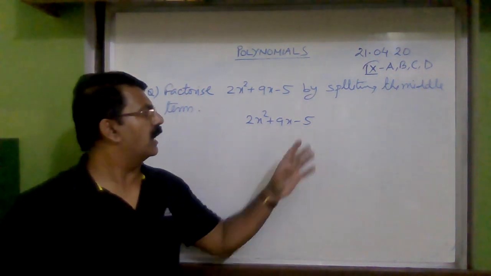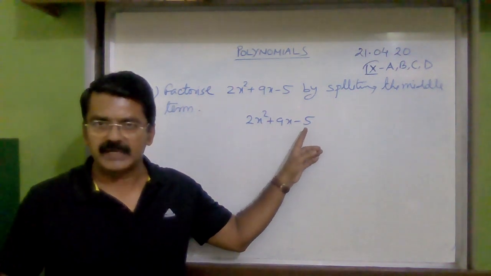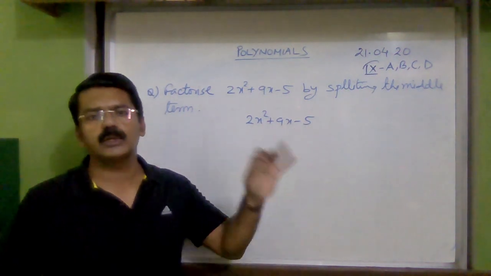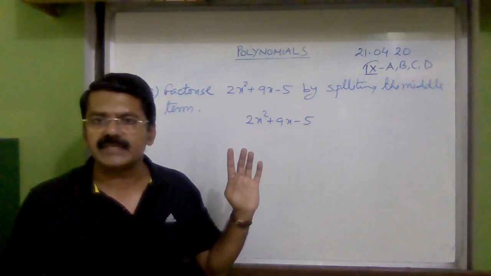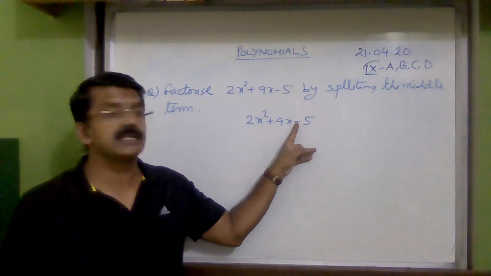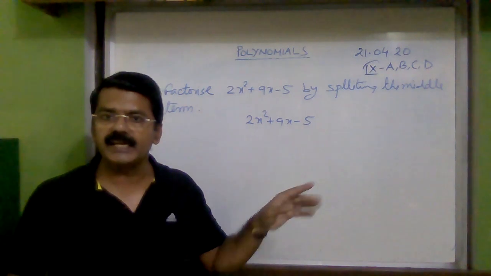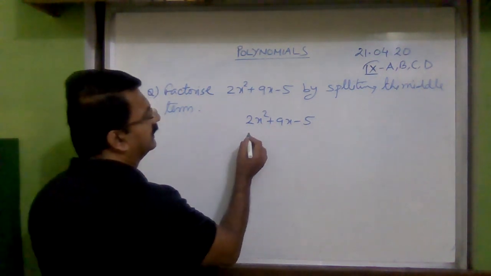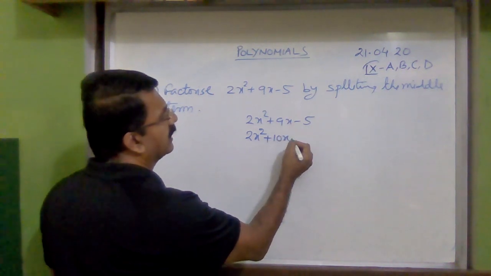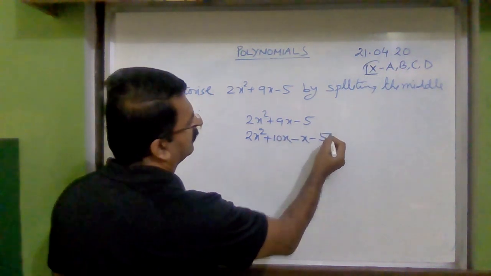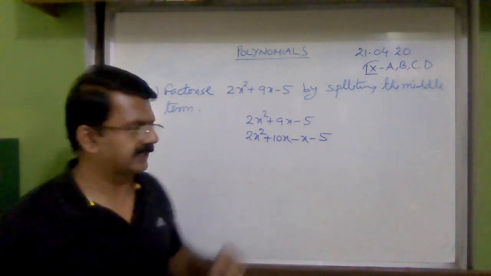First of all, you have to multiply the coefficient of x square and the constant term. So 2 into 5 gives you 10. As there is a negative sign here, you have to look for two numbers whose product is 10 and whose difference is 9, because there is a negative sign, and that is nothing but 10 and 1, because 10 into 1 gives you 10 and 10 minus 1 is 9. So we can write it like that: 2x square plus 10x minus x minus 5. So you can see 9x can be written as 10x minus x.